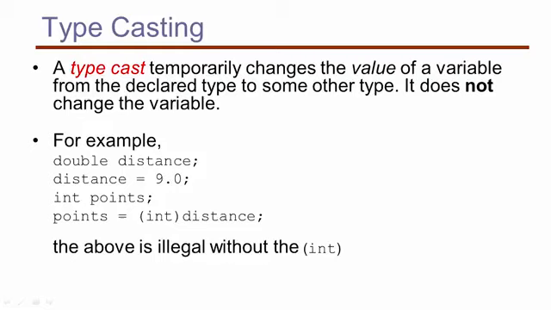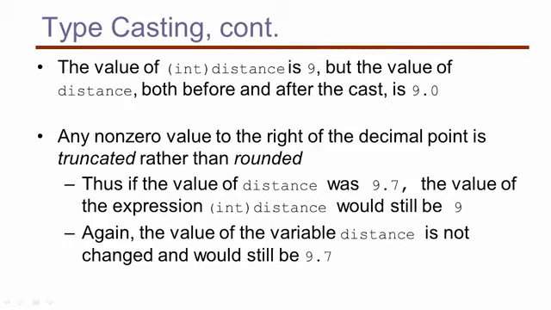If we want to assign this value to an integer variable points, we must specify the type int inside parentheses. This will get the value of the variable distance, convert that value to an integer value, and then assign the resulting integer value to the variable points. Note that this conversion is only performed on the value taken from the variable distance. It does not affect the variable distance. The variable distance is still a variable of type double and it still holds the value 9.0.